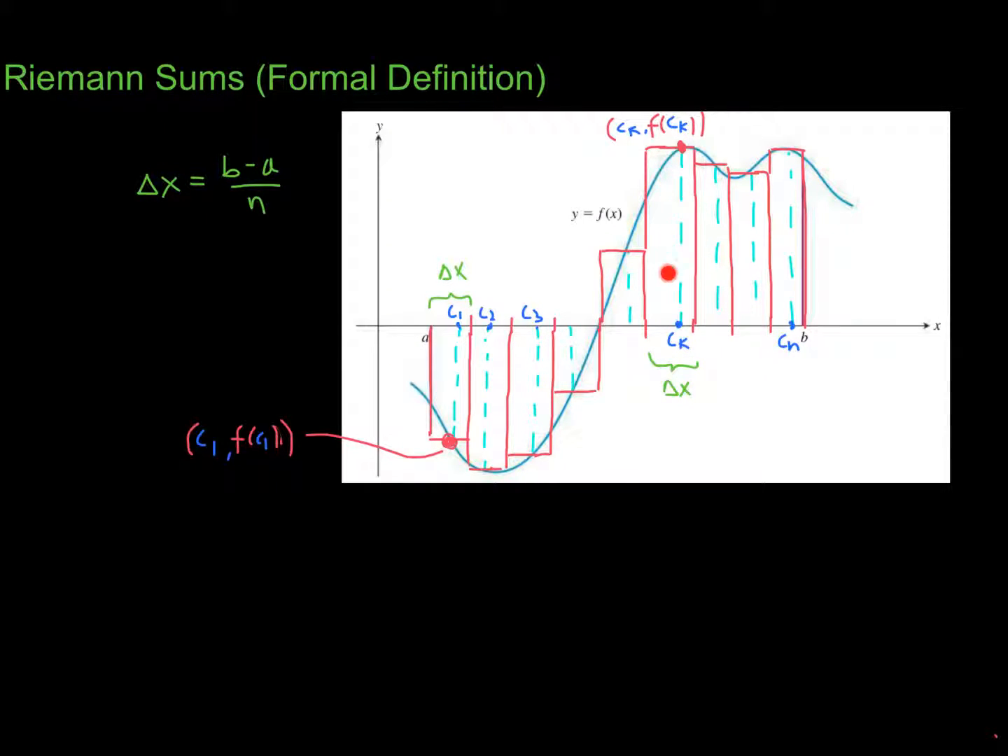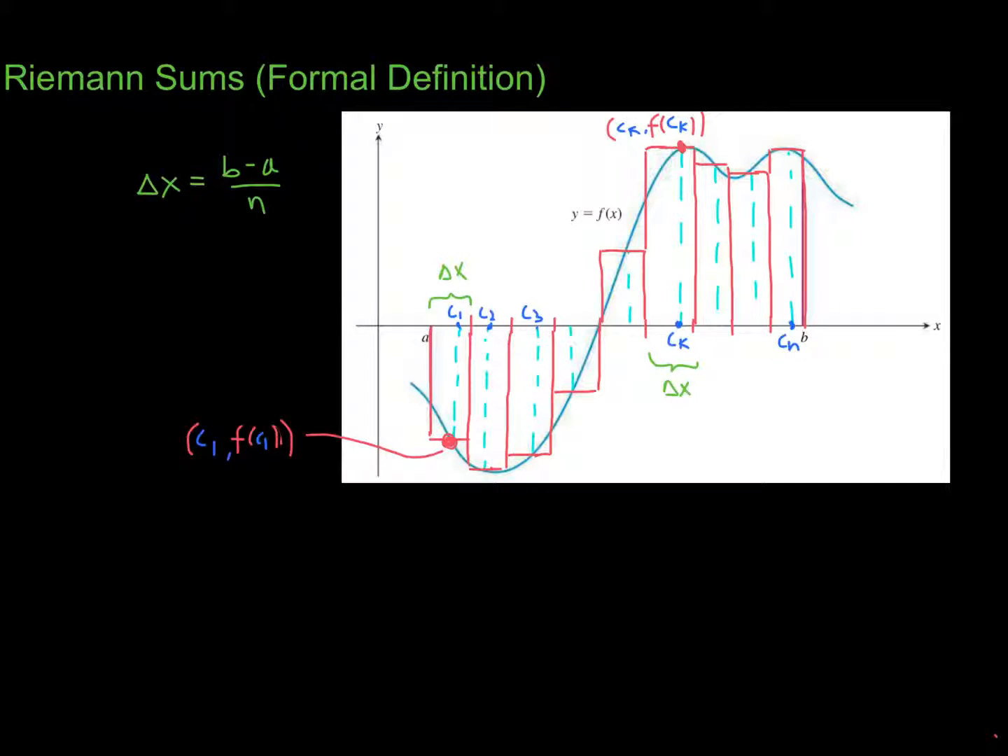I chose a random one in the middle, and I'll call that C sub k, just to represent any point in any of the intervals. So the point then that I'm using to approximate the value of my function over that interval is going to be the point given by the x value of C sub k, whatever that C value was that I chose, and then the y value is just the value of the function at that point, f of C sub k.